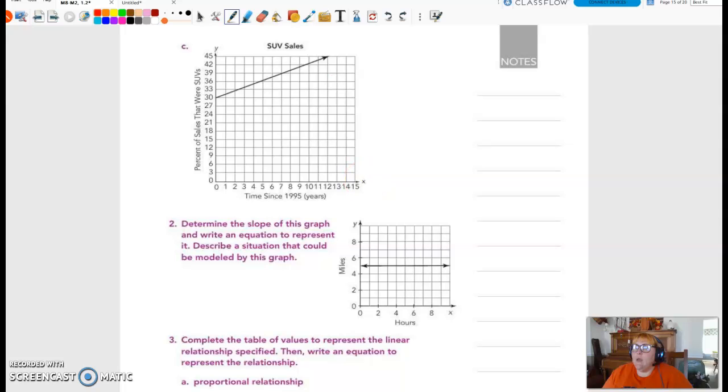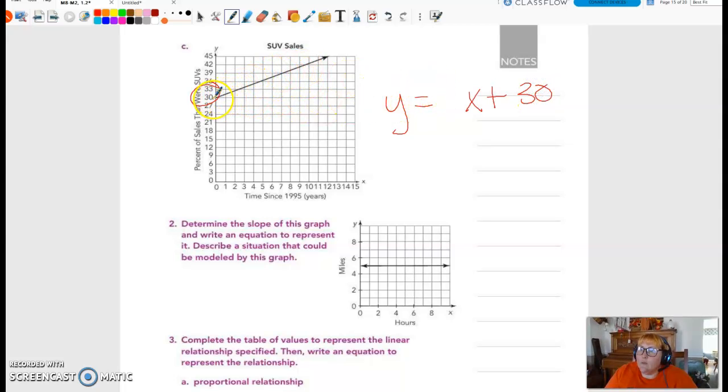So over here you have a graph of SUV sales, the time from 1995, and then the percent of sales. You can see that the sales of SUVs have increased since 1995. So they want us again to write an equation. So we're starting again at 30. So that's that B value. So something X plus that 30.